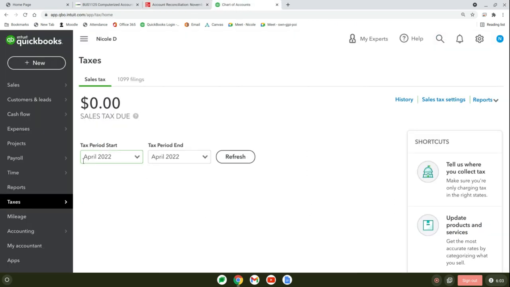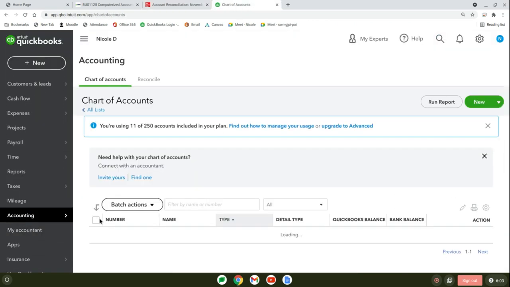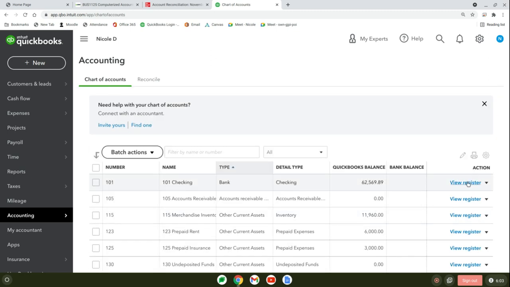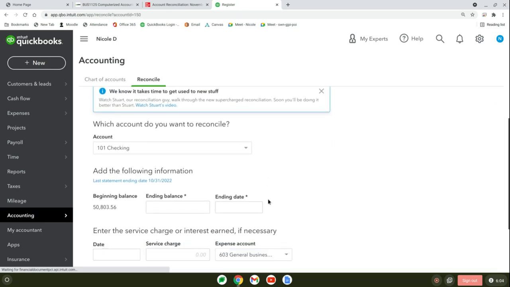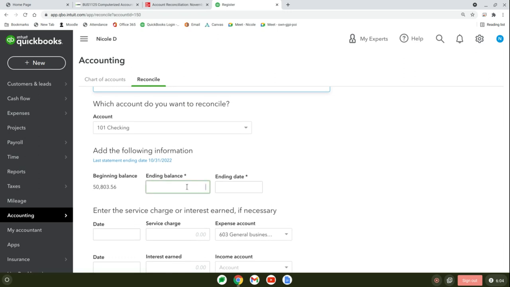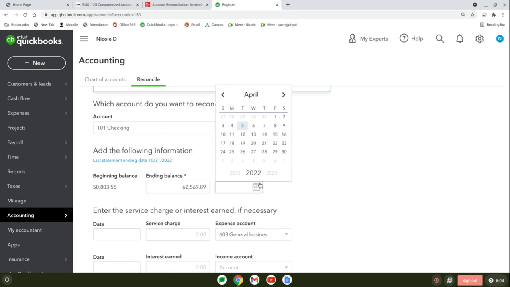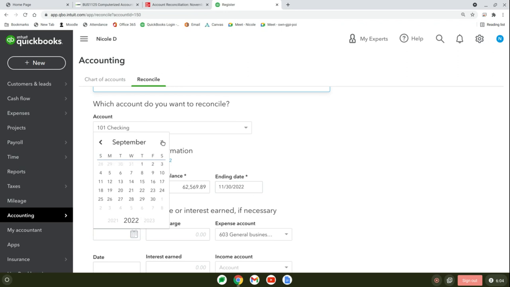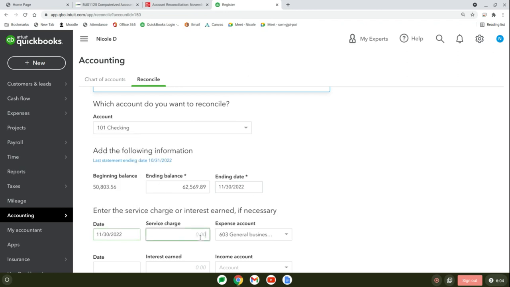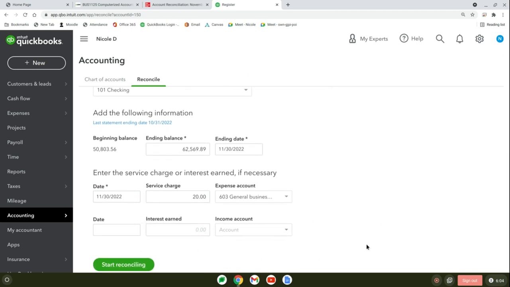Hopefully everybody remembers. You're going to go down to your chart of accounts, and you're going to either double click or go to view register on your 101 checking, and you're going to click reconcile. You're going to scroll down a little and fill out the reconciliation information here. So we had the balance as 62569.89, and your date would be the last day of the month, so November 30th. And then you're going to do that here as well, November 30th. And the service charge is $20, and it should be linked to 603. This is not an interest-bearing account, so we skip that, and we're going to select Start Reconciling.